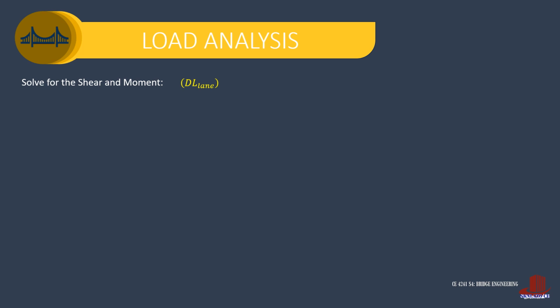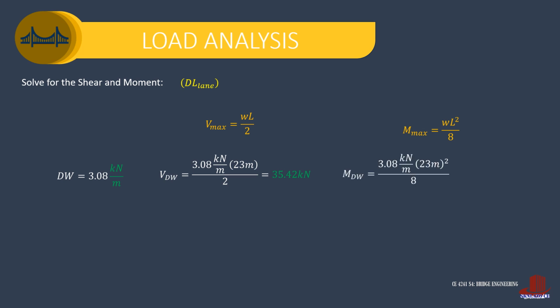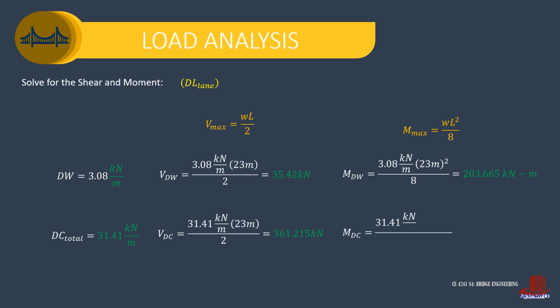For the shear and moment due to dead loads, the maximum shear is WL upon 2, and the maximum moment is WL squared over 8. With DW of 3.08 kilonewton per meter, the shear turns out as 35.42 kilonewtons, and the moment due to DW is 203.665 kilonewton meter. The DC of 31.41 kilonewton per meter gives a shear due to DC of 361.215 kilonewtons, and the moment is 2077 kilonewton meter.